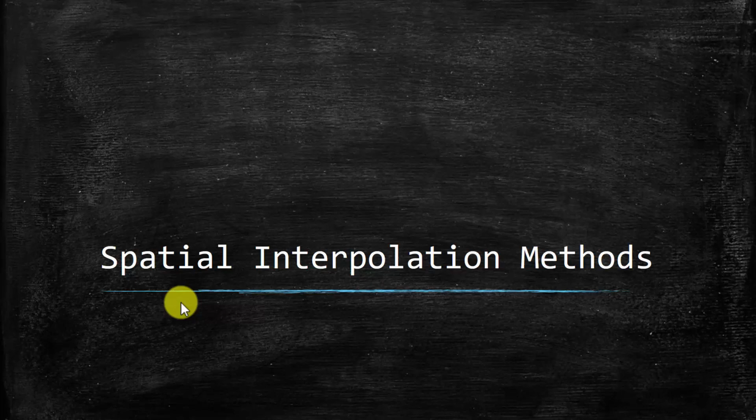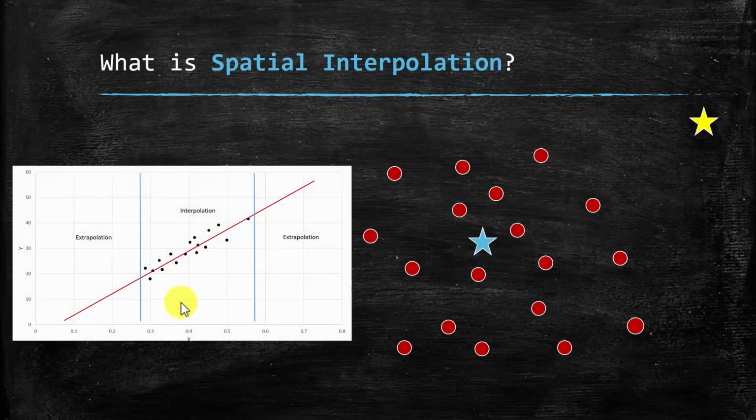Okay, so after that review, now we're going to move on and talk about spatial interpolation methods. We're going to start off with the simpler methods. So what is spatial interpolation? It basically is trying to predict a value at a location where you do not have a value.